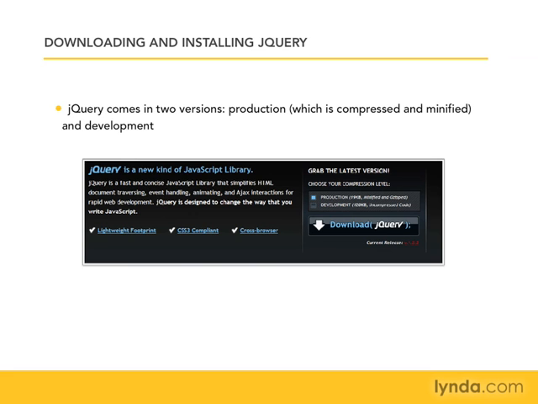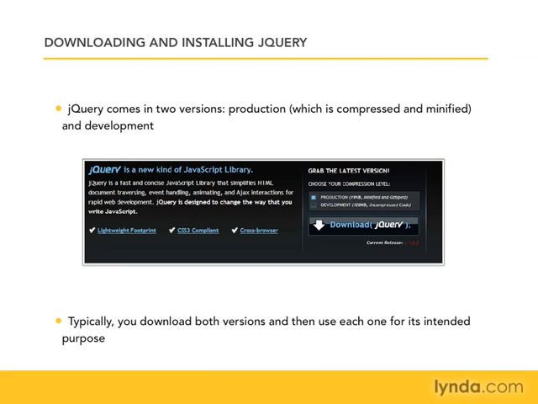So typically what you'll do is you'll download both of these versions, and then you'll use each one for its intended purpose. So during development, you'll use the development version because that's the version that makes it easier to debug. You can step through the code and see how things are working. But when you're ready to deploy jQuery to your web server, you'll use the production version. And there's no real differences between the code. The only real difference is that the production version has had some compression applied to it to make it a lot faster to download to your users' websites.